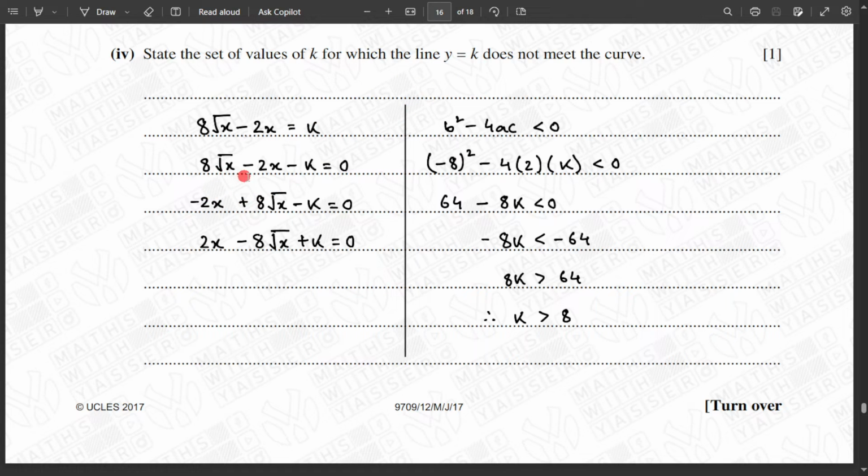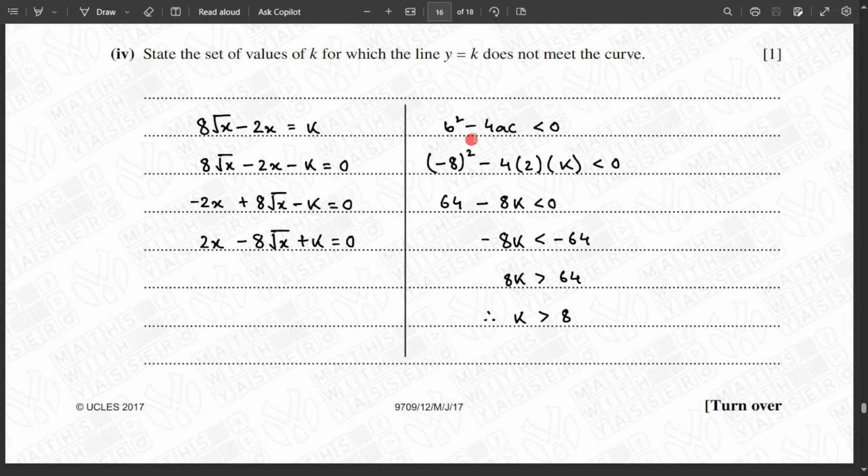So we can say 8 root x minus 2x minus k is equal to 0. Minus 2x plus 8 root x minus k is equal to 0. Multiplying both sides by -1 will give us 2x minus 8 root x plus k is equal to 0. Since the line y equals to k does not meet the curve, that means the discriminant should be less than 0. So minus 8 whole square, where a is 2, b is -8, and c is k.